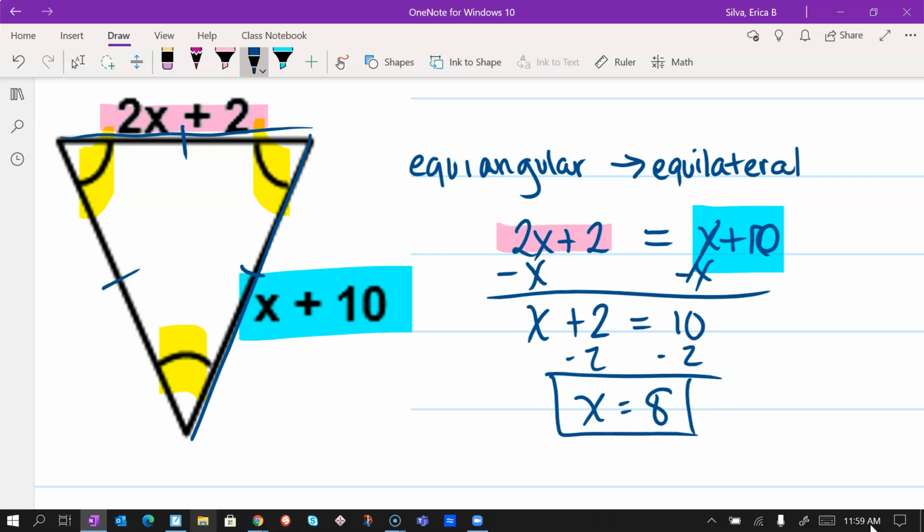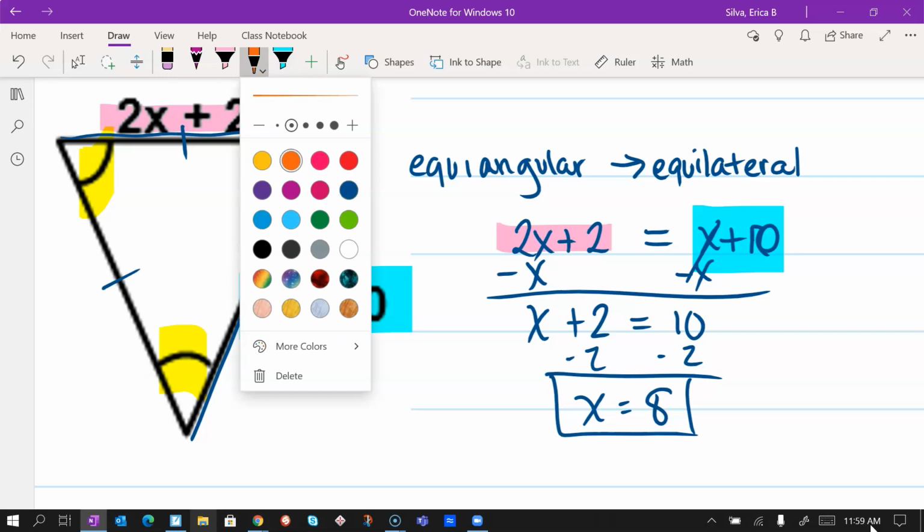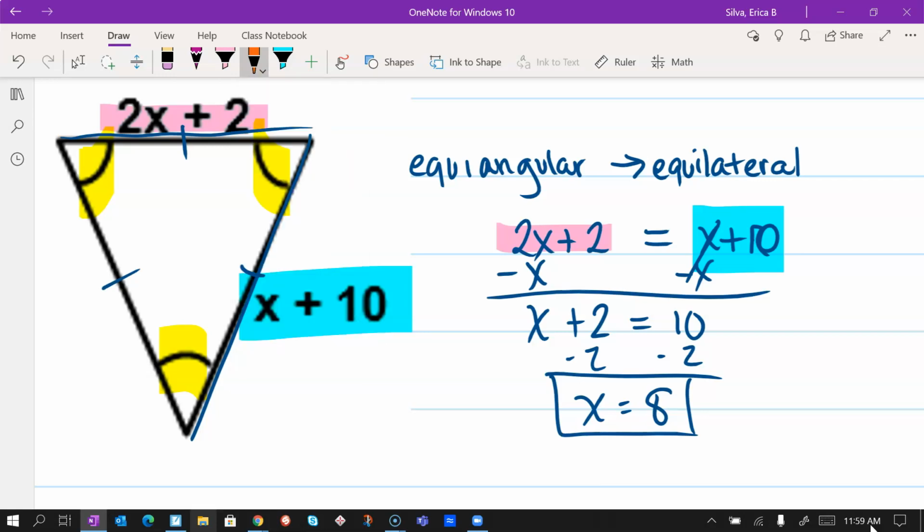So what's the length of each side? If x is 8, instead of x, we plug in 8. Right. This is 18, which means this side is also 18, and this side is also 18. Good job.